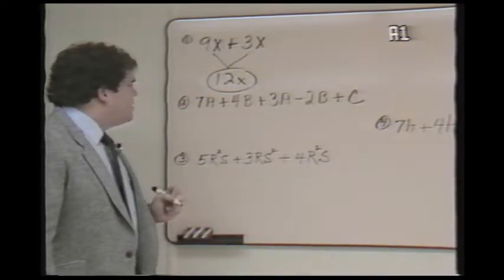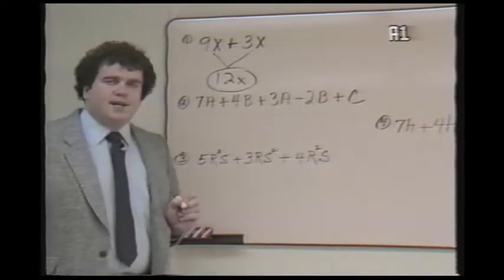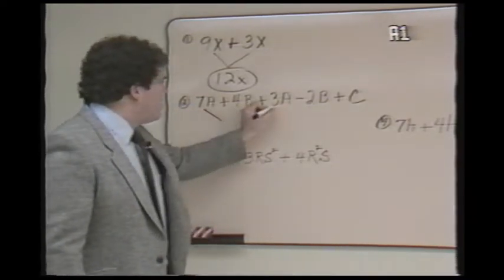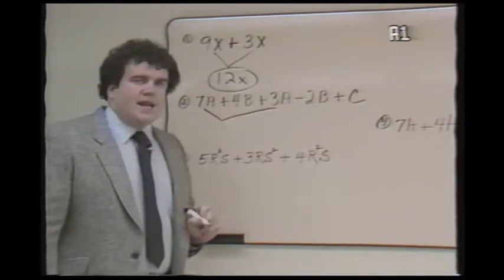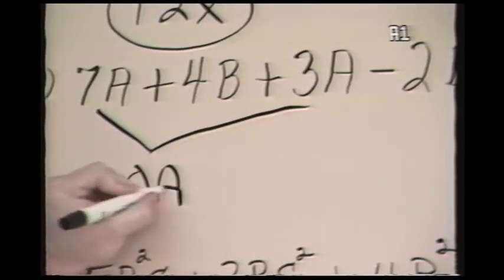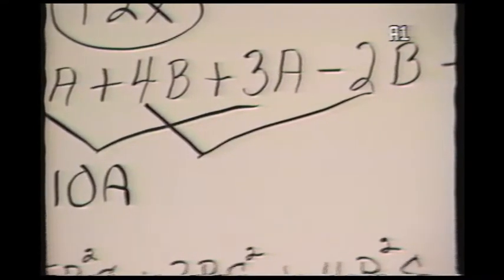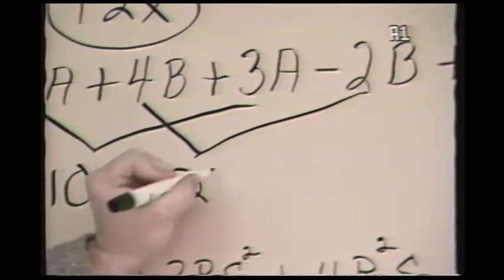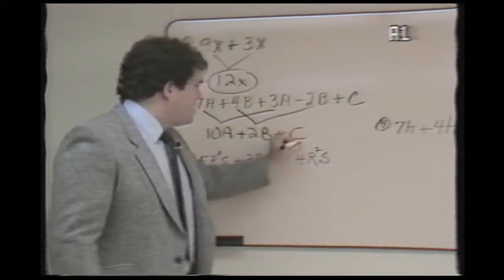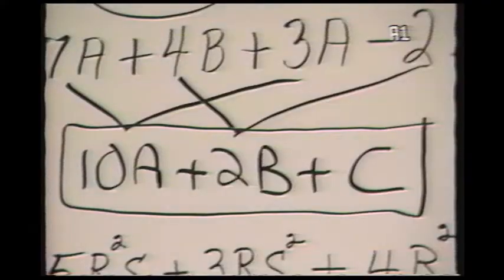Problem number 2, 7a plus 4b plus 3a minus 2b plus c. Now the first thing I have to do here is to identify which terms are like. 7a and 3a are like terms. Combining them, I get 10a. 4b and minus 2b are like terms. Combining them, I will get 2b. And this c here is the only c we have. So there's my answer. It's 10a plus 2b plus c.